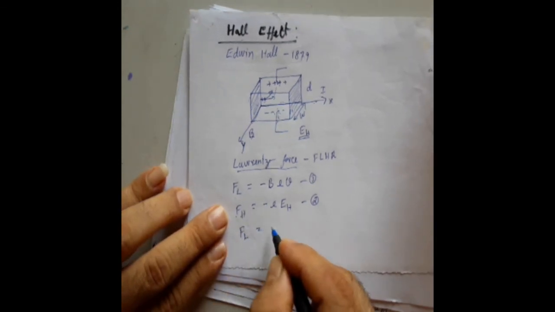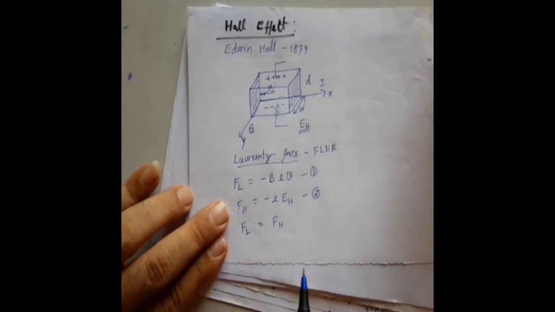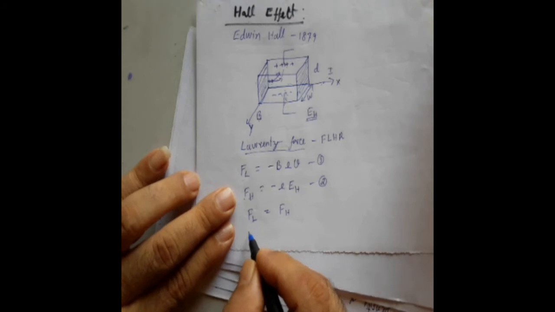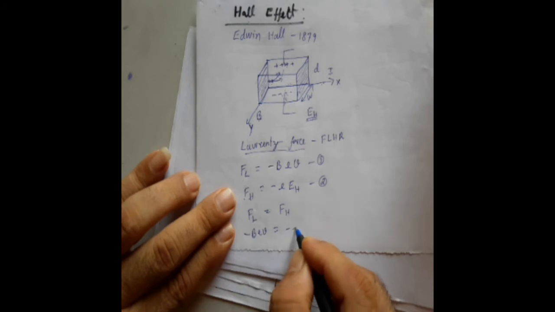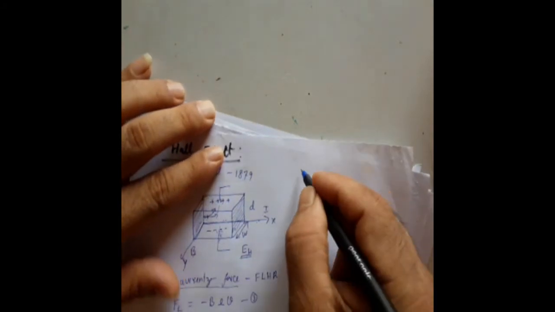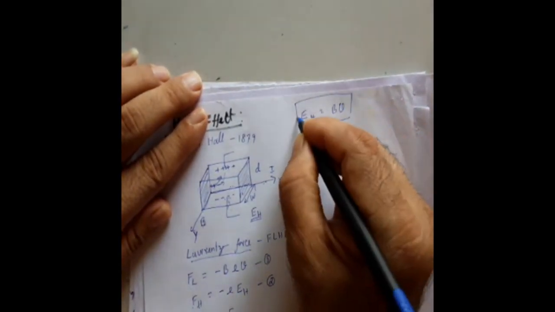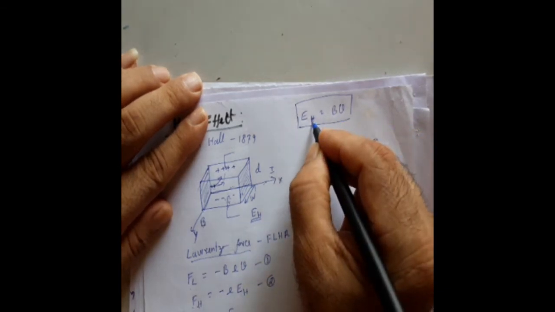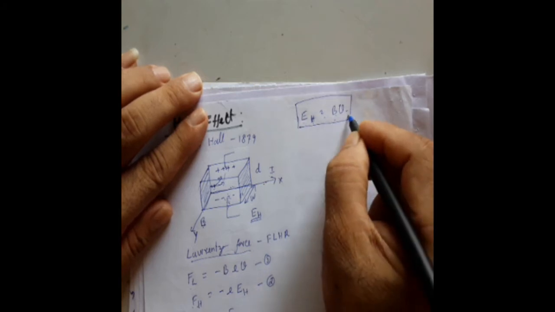When the Lorentz force and the Hall force are equal, the accumulation of the charges stops. Therefore, I can write F_L, which is nothing but -B e V, equal to -e E_H, where e gets cancelled. Therefore, E_H is equal to B V. This is the equation for the electric field created due to the Hall field, where B is the magnetic field and V is the velocity.